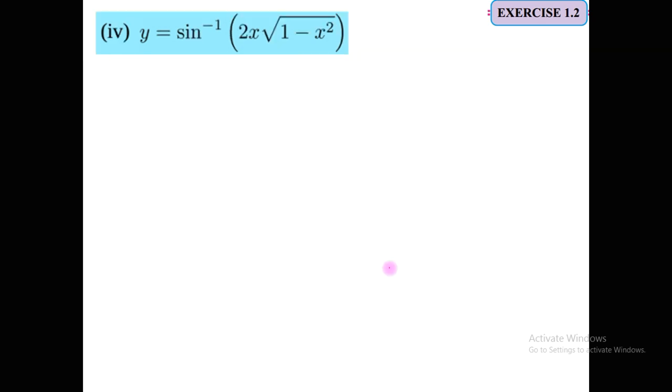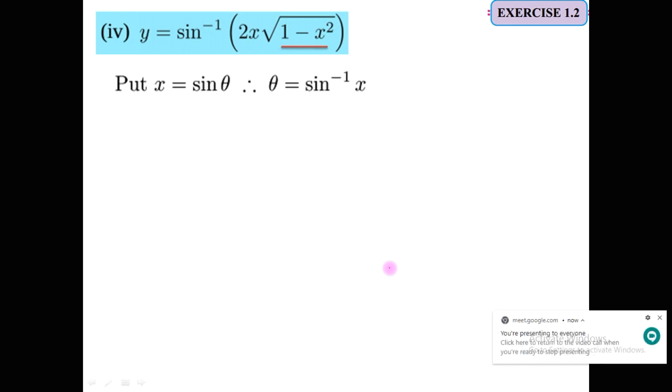For the next sum I am choosing y is equal to sine inverse of, in bracket, 2x, inside that square root of 1 minus x square. Now think about this 1 minus x square. This part is in the square root. So what substitution should I make? I should put x is equal to sine theta. One might put x is equal to cos theta, that is also okay. That will also get you the final answer. But at this moment I am keeping x is equal to sine theta.